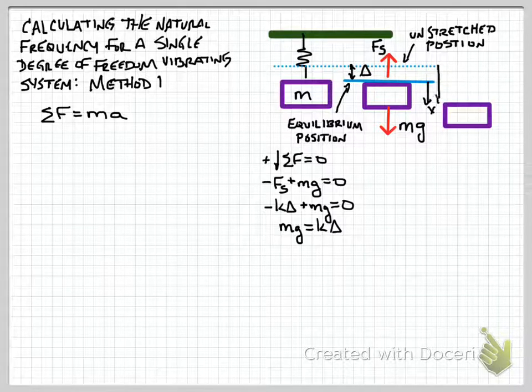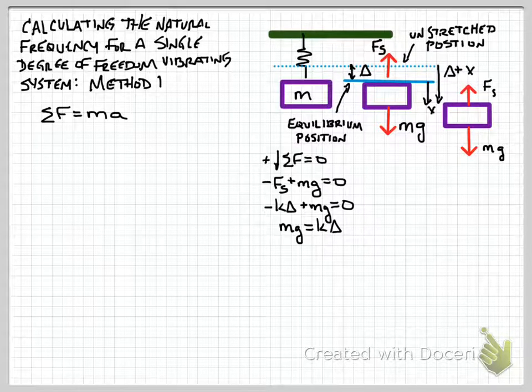Then we're going to pull it a little bit farther in order to release it to start our vibrating system. So if you stretch it another distance x, we have a little bit more load on the spring, and when you release it, it'll vibrate up and down, and as it moves, x will change from positive values to negative values, and back and forth from there.